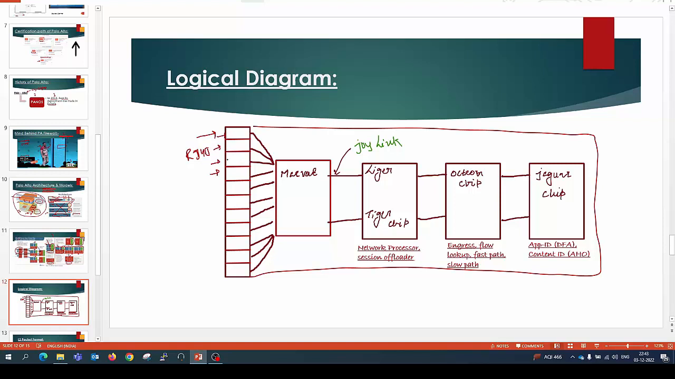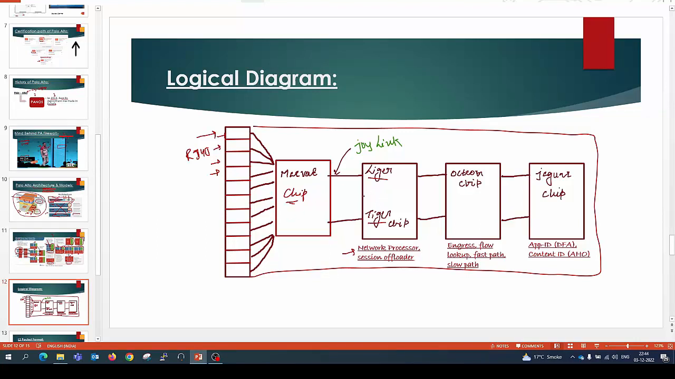So all these ports will be connected to a chip which is called the Marvell chip. These particular switch ports will be connected to a Marvell chip over here, and this Marvell chip will be connected with the Liger or the Tiger chip. Now, what are these chips? These are the chips responsible for the network processor or session offloading, right? When your policy will be checked, when your routing will be done, those things will be done by the Liger or Tiger chips.